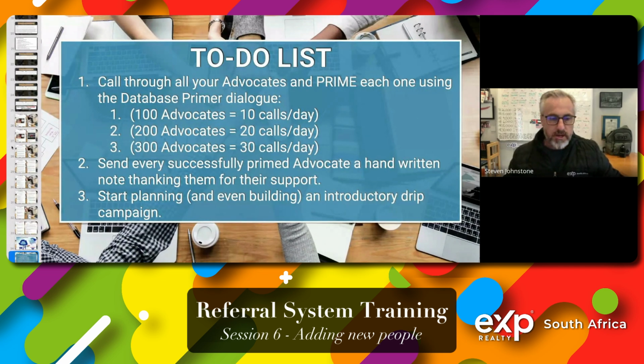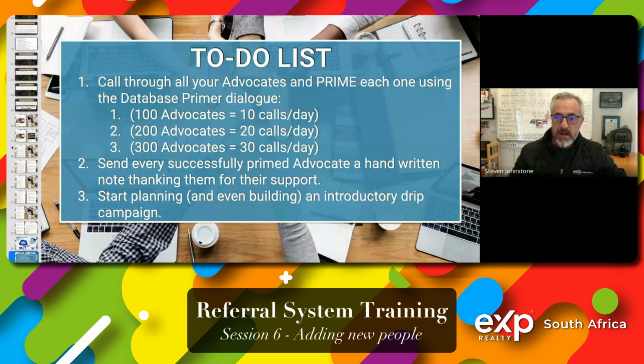Right, homework for the next 2 weeks. And you're going to see I'm giving you one last chance now to complete the priming of your advocates. That means phoning through all your advocates and using the database primer dialogue, sending a handwritten note to everyone you successfully prime, and then I'm also going to say start planning and even building an introductory drip campaign. You may need to go and get yourself a MailChimp account for that.